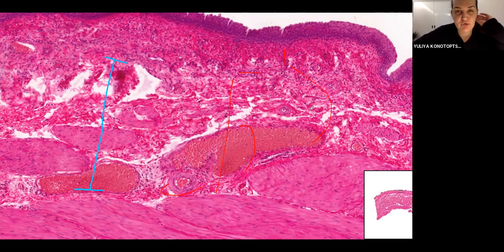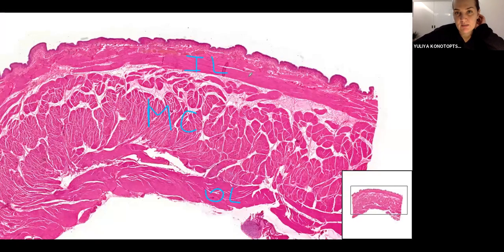As you remember, the ureter didn't have this. There was no structure like that. The layers of the detrusor muscle are here, right? So inner longitudinal, middle circular, and outer longitudinal. Together they make up the detrusor muscle.